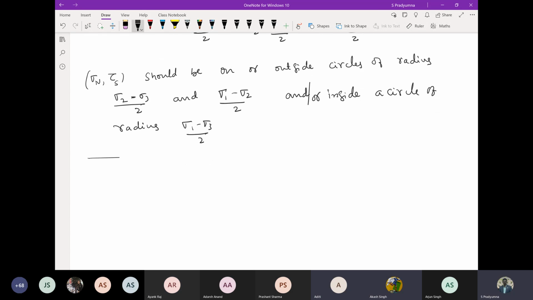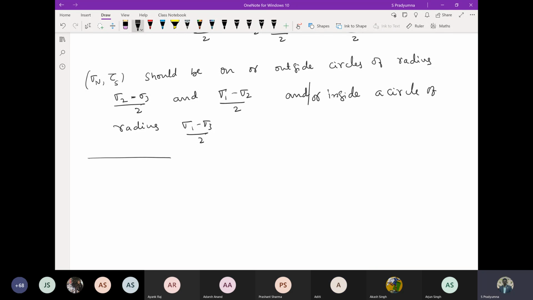Now let us... Some mic is on. Aditi, can you mute your mic? You can mute her. Okay.